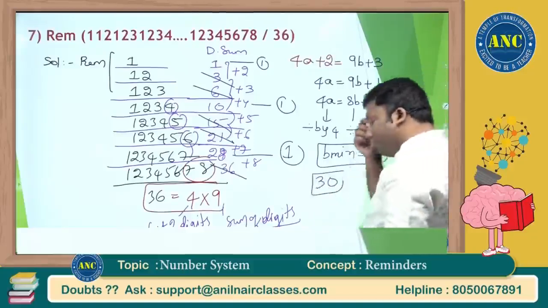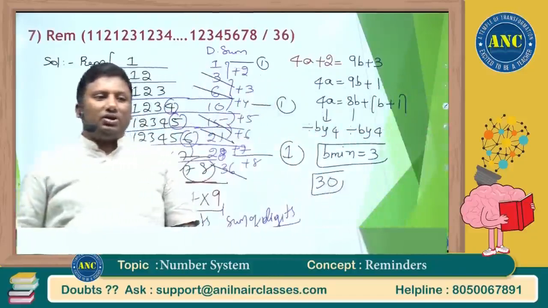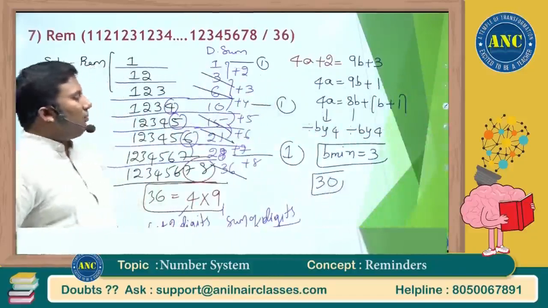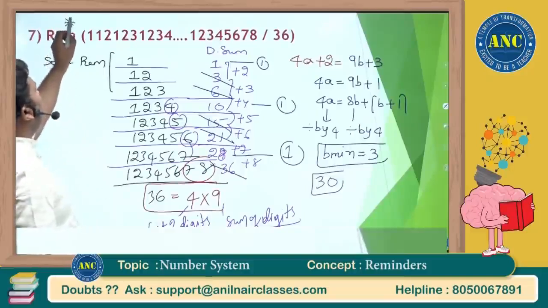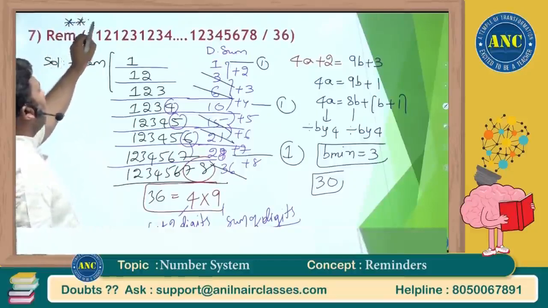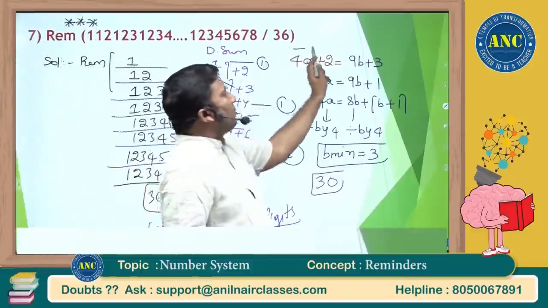27 plus 3. Answer is nothing but 30. A very, very high quality CAT level question. Here you can play by using answer option.